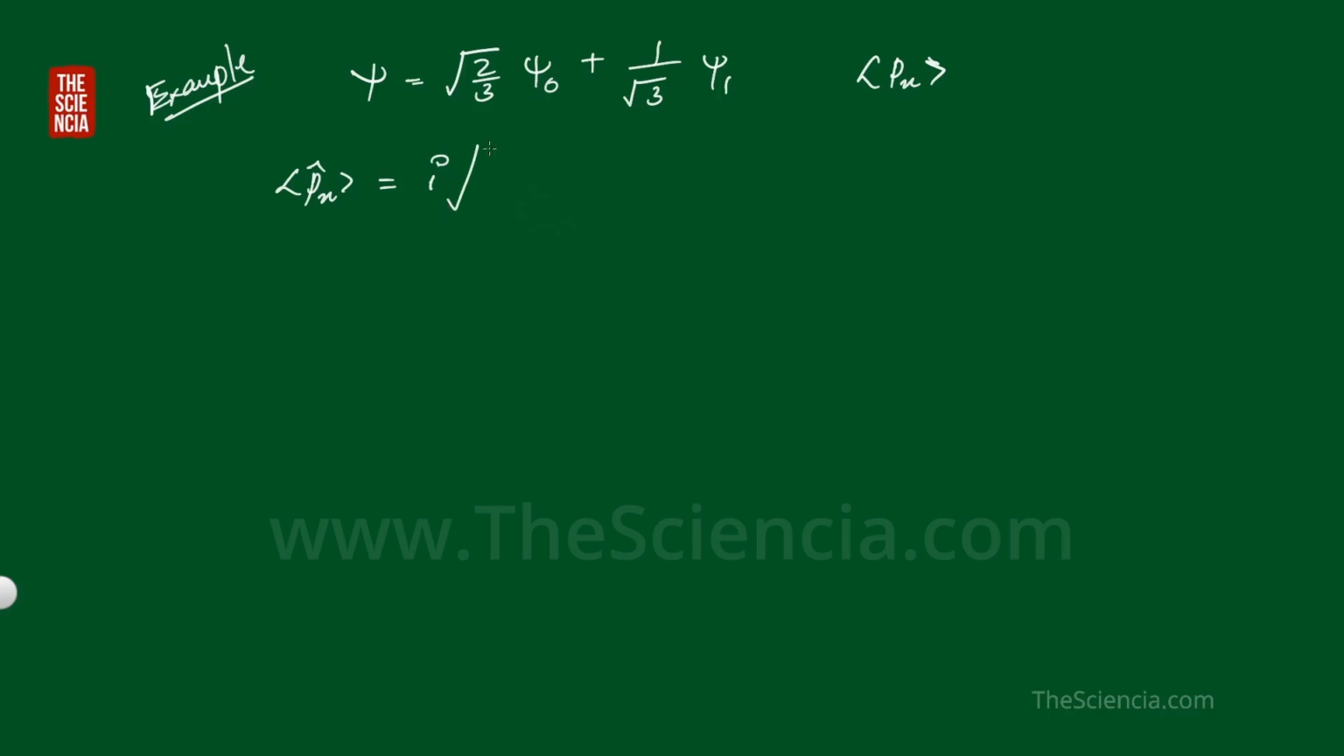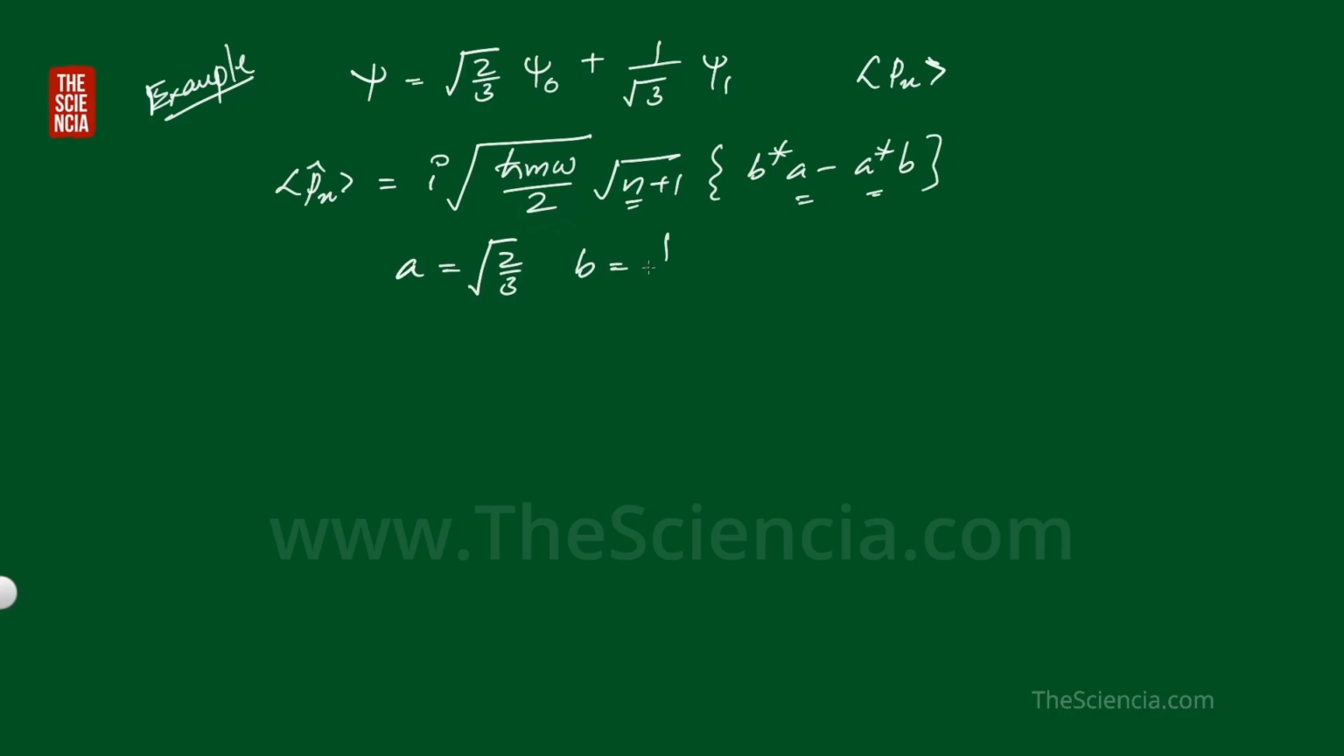to i root h cross m omega by 2 root n plus 1 into B star A minus A star B. Okay, so first you have to find n and the coefficients A and B, right? So what is A? A is equal to root 2 by 3, and what is B? That is equal to 1 by root 3, and what is n? n is the lowest value, that is 0. And we have to find the complex conjugate values, that is A star is, this is a real value, so root 2 by 3, and B star is also equal to 1 by root 3.